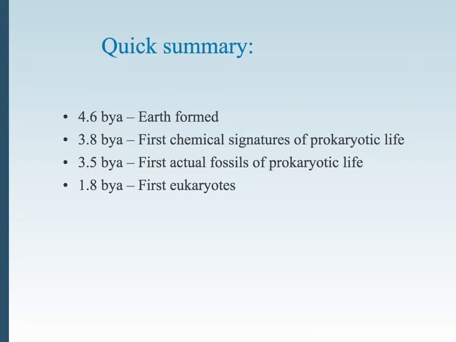And remember, these things are dated by looking at chemical signatures in the rocks around the fossils, not in the fossils themselves. And then prokaryotes really had the planet to themselves for almost 2 billion years. 1.7 billion years is how long they were on their own. And then at 1.8 billion years ago, that's when we have our first fossil evidence of eukaryotes.